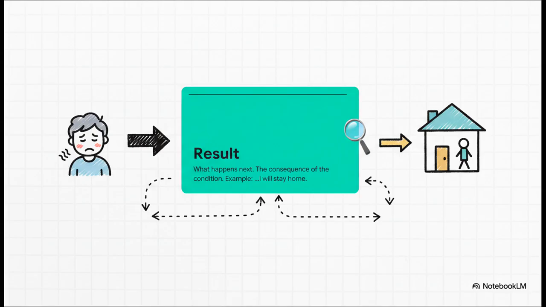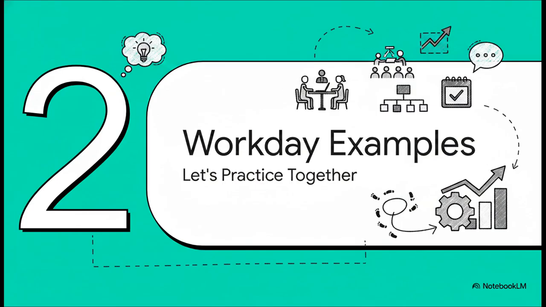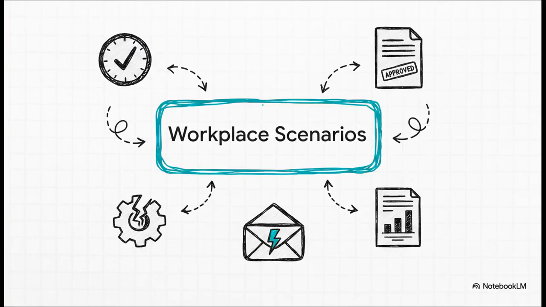Cause and effect. All right, theory is one thing, but let's see how this actually works in the real world, at your job. We're going to walk through a few common workplace situations so you can see this pattern in action. Let's do it together. We're going to talk about things like meeting deadlines, getting approval from a client, what to do when a project has problems, stuff you probably deal with every single week.